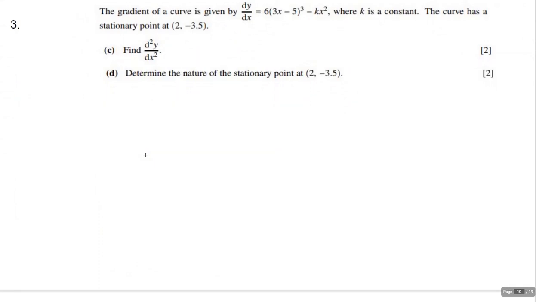In number 3, it says the gradient of the curve is given by this derivative, and the curve has a stationary point. Oh, wait a minute. So I'm sorry, we're still in the same question. This is part C and D.